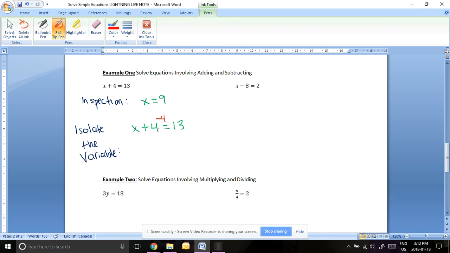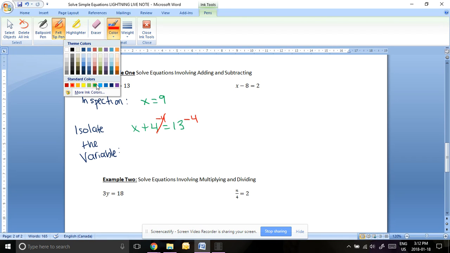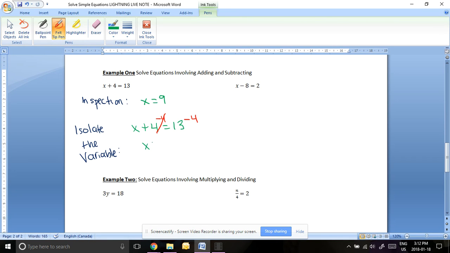4 minus 4 is 0. But because you did it on this side, you also have to do it on this side. So 4 minus 4 goes away, and then you get x is equal to 13 minus 4. So x is equal to 9. You get the same answer.